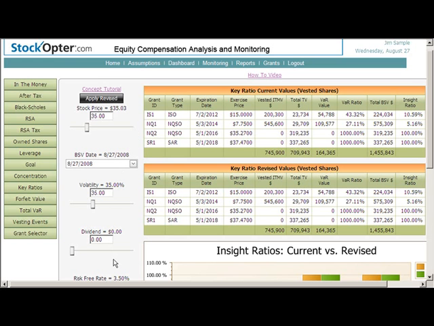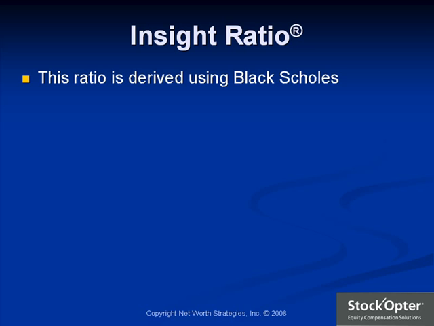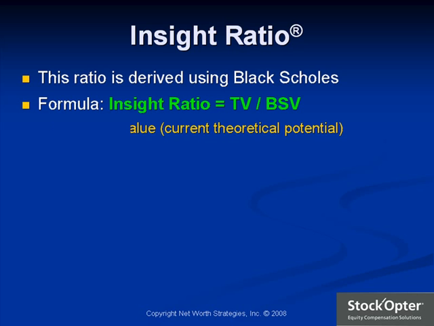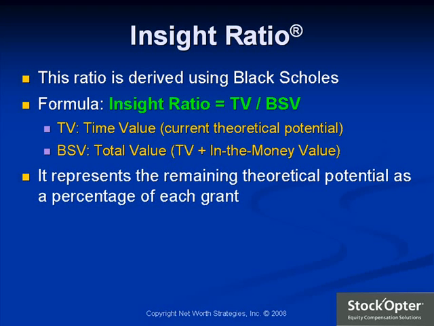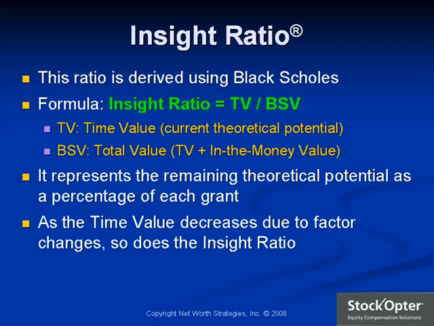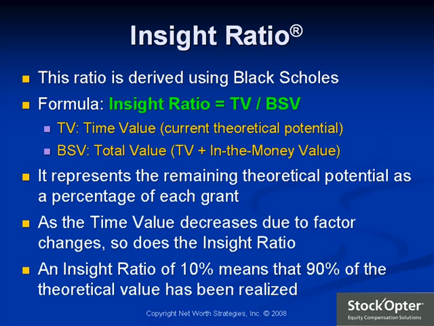So to understand insight and the VaR ratios, let's begin by reviewing some concepts. This ratio is derived using the Black-Scholes formula. The formula is insight ratio equals time value divided by Black-Scholes value, where time value is the current theoretical potential, and Black-Scholes value is the total value, time value plus the in-the-money value. It represents the remaining theoretical potential as a percentage of each grant. As the time value decreases due to factor changes, so does the insight ratio. An insight ratio of 10% means that 90% of the theoretical value has been realized.